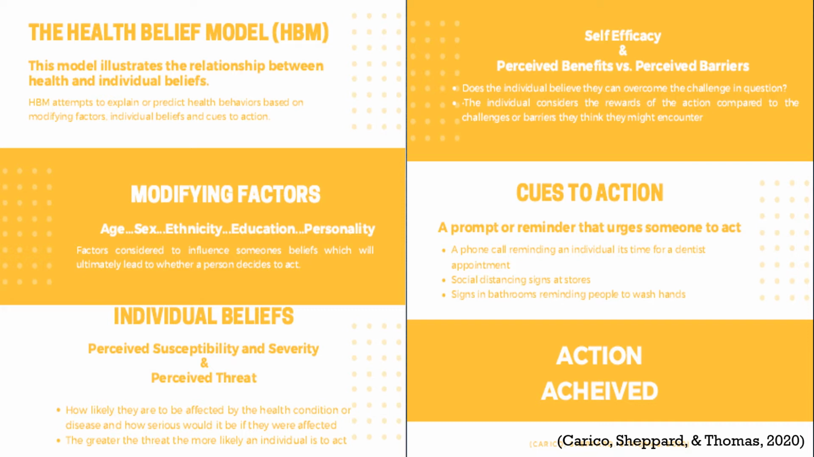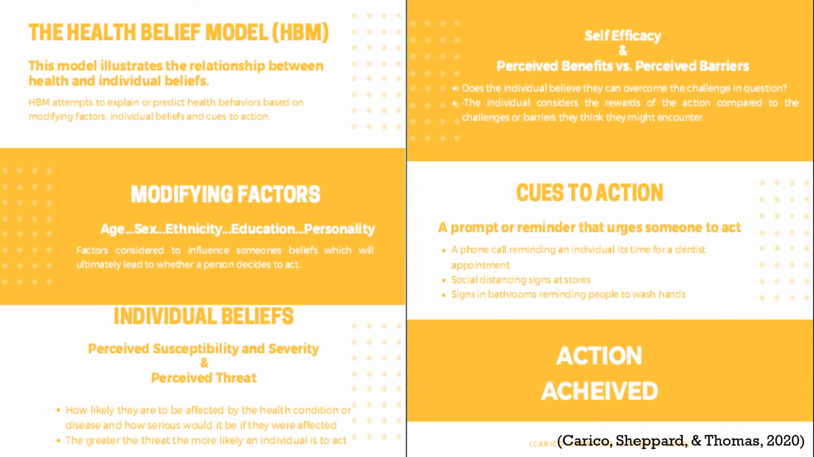More individual belief constructs are self-efficacy and perceived benefits compared to perceived barriers. Self-efficacy means, does the individual believe they can overcome the challenge in question? And then as far as perceived benefits and perceived barriers, the individual considers whether the rewards of the action compare favorably to the challenges or barriers they face or might encounter, whether it's really worth the risk.